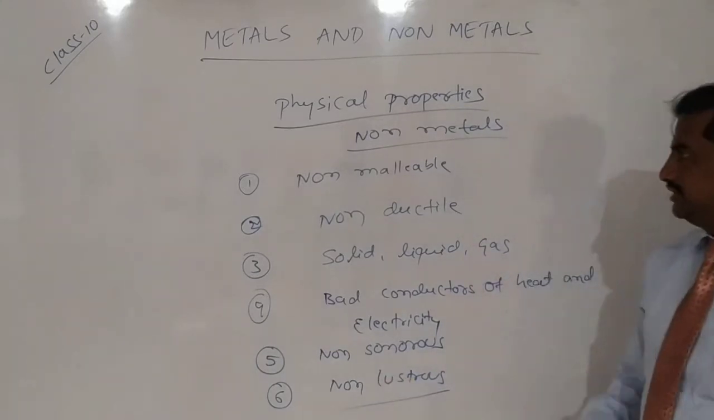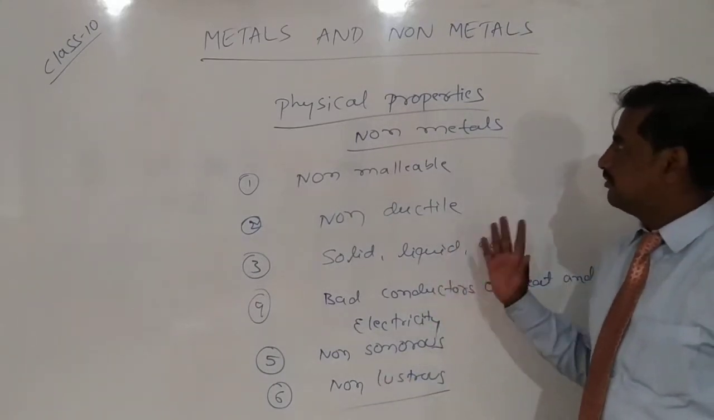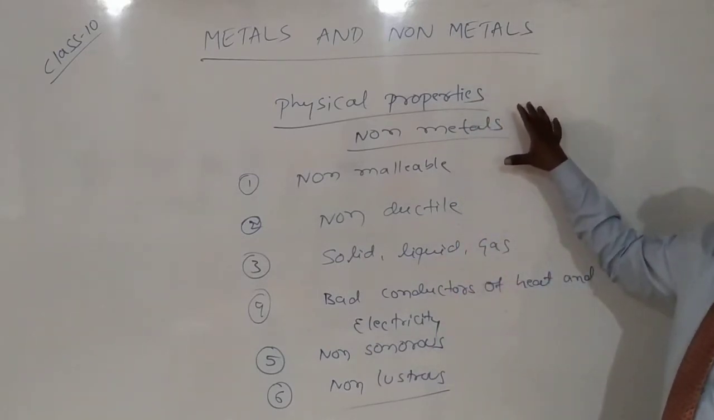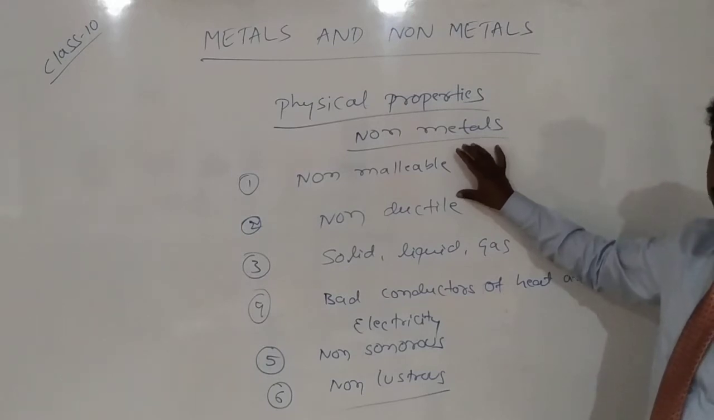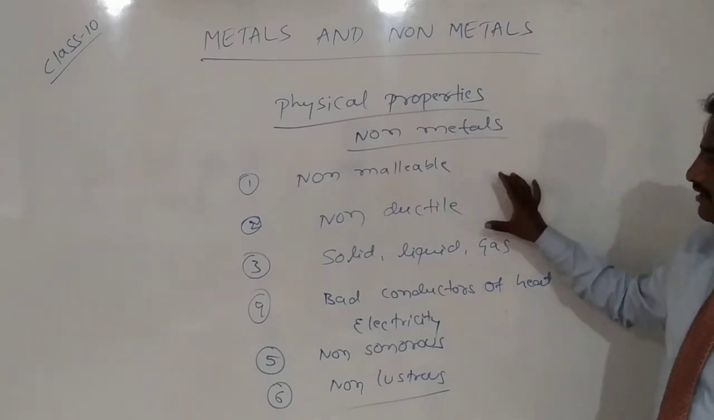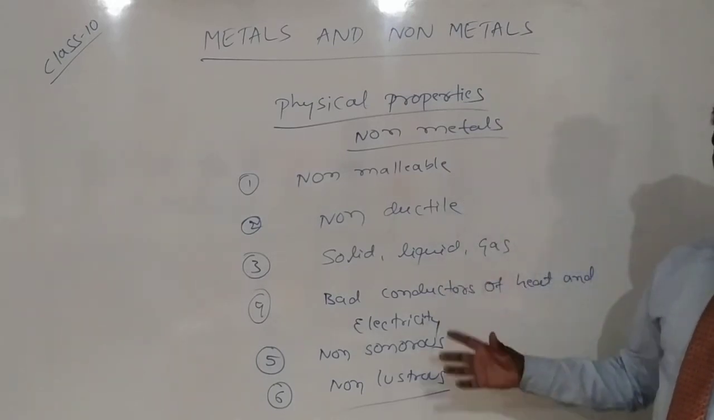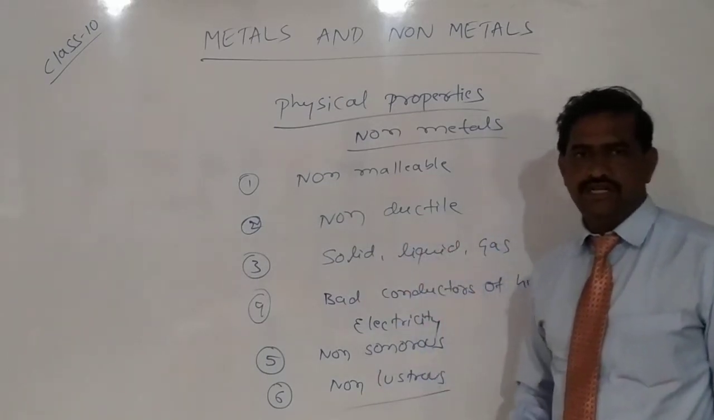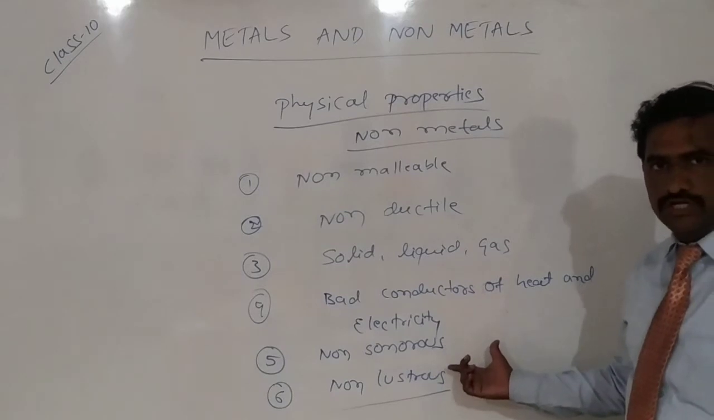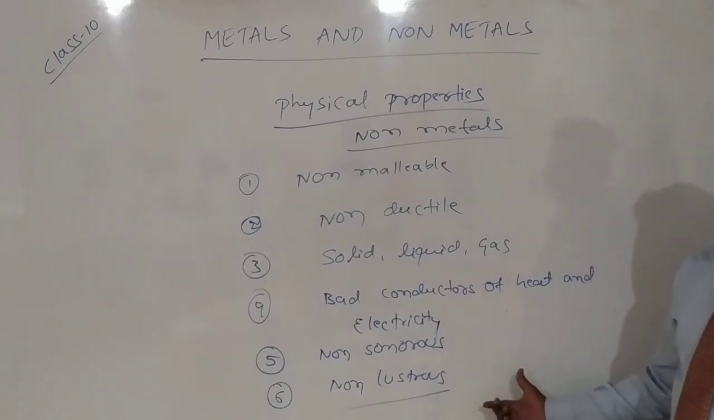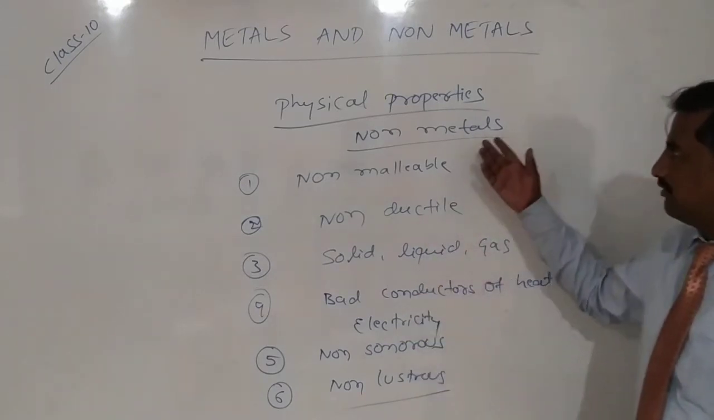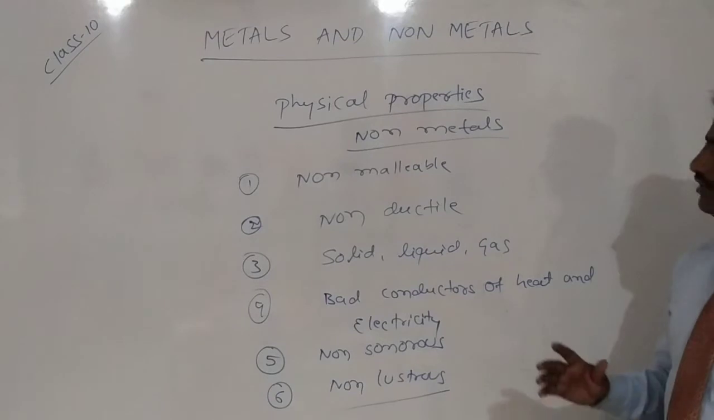Okay, so these are the physical properties of non-metals. Non-metals are non-malleable. Non-metals are non-ductile. Non-metals exist in three states: solid, liquid and gas. Non-metals are bad conductors of heat and electricity. Non-metals are non-sonorous. The non-metals are non-lustrous except iodine. Iodine is an example of a shining non-metal.